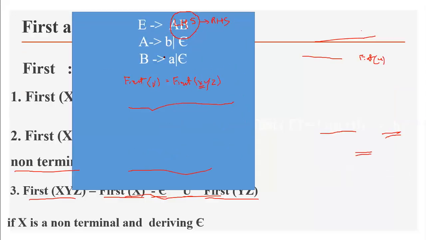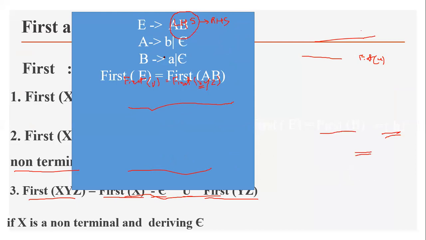We'll go stepwise. First of E is equal to first of AB. What is first of AB? First of AB is equal to first of A, but A is a non-terminal which will derive epsilon. It is not just a value, it is having epsilon also. Then how to represent? First of A minus epsilon union first of B. That is what you have to compute.